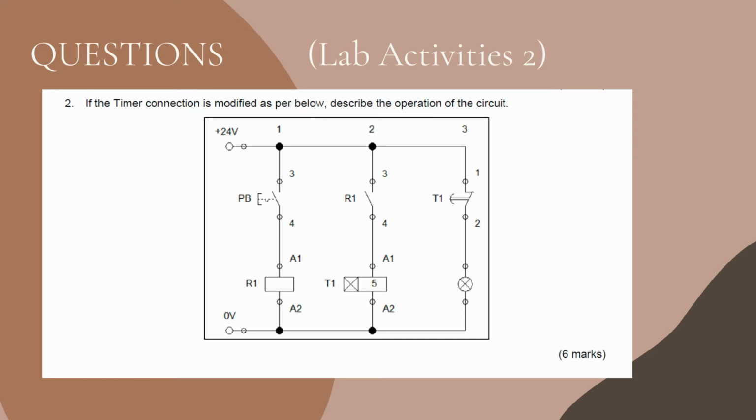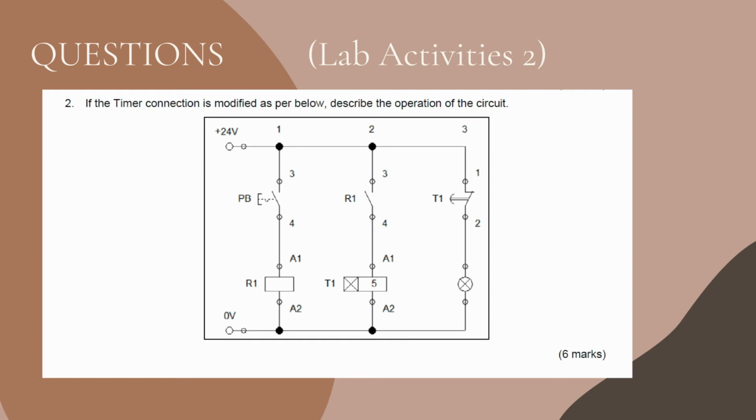Firstly, turn on the power supply. After that, we press the push button. When the current flows through the circuit, R1 or relay coil 1 will energize. It will create an electromagnetic field. It will make the relay change from normally open to normally closed. Then the current will flow until the timer 1, T1.